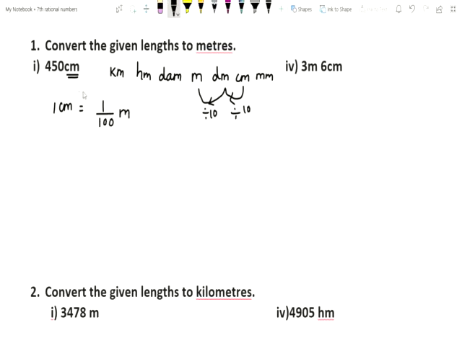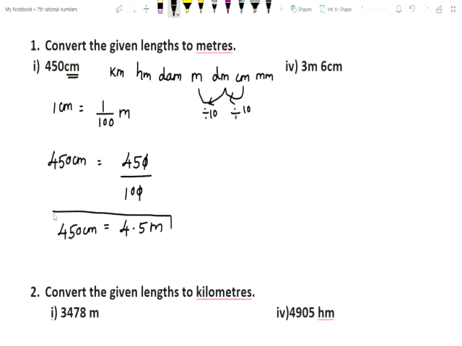How many centimeter is given here? 450 centimeter equal to 450 divided by 100. So cancel 1 0 with 1 0. The remaining 1 0 is there. So 1 decimal you should keep. So 4.5 meter. So 450 centimeter equal to 4.5 meter.